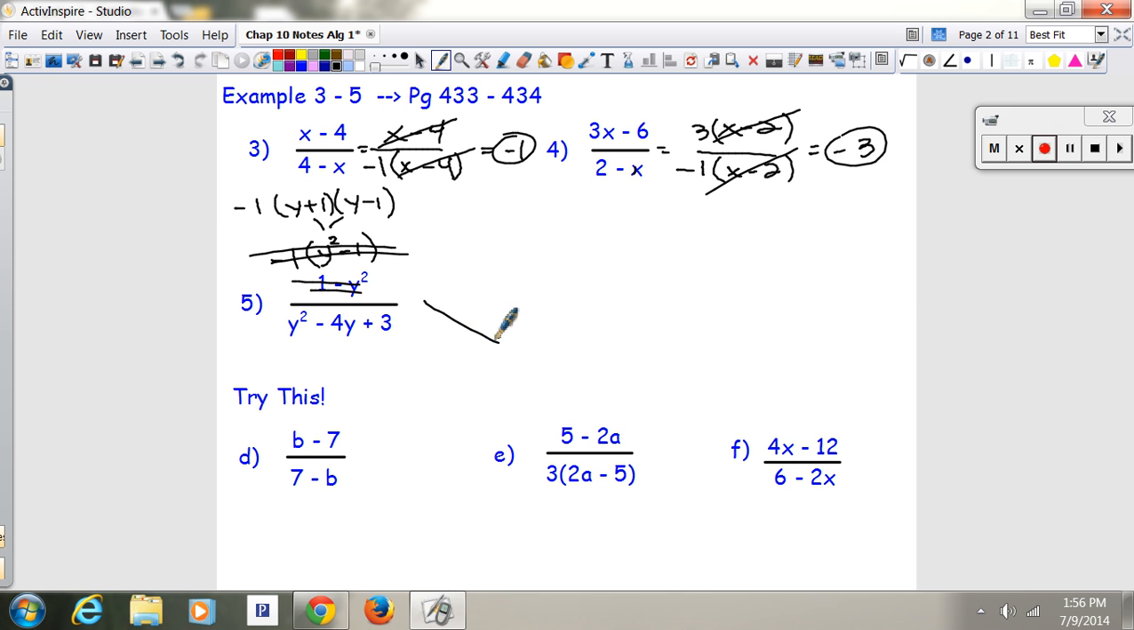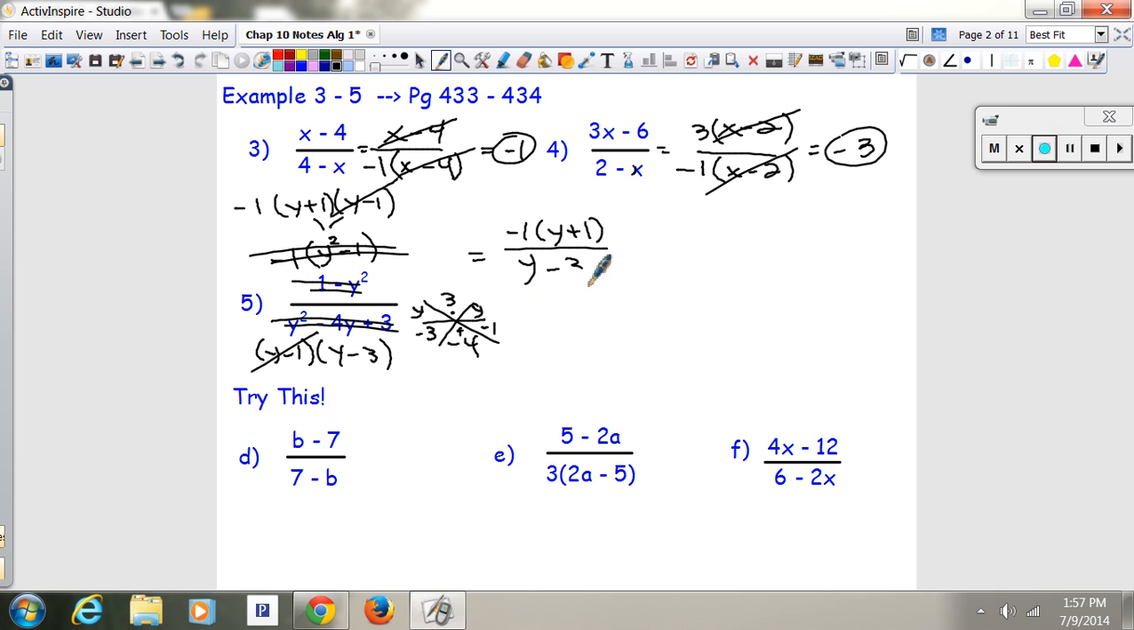At the bottom you're going to need a star, so a 3, a negative 4, a y, and a y, and two numbers that would multiply to give me 3 would be negative 3, negative 1. That would give me negative 4 when I add them together. So y minus 1 and y minus 3. Factored it, so we cross it out, and I'm just seeing the y minus 1s in common. So you're going to have a negative 1 and a y plus 1 on top, and a y minus 3 on the bottom.